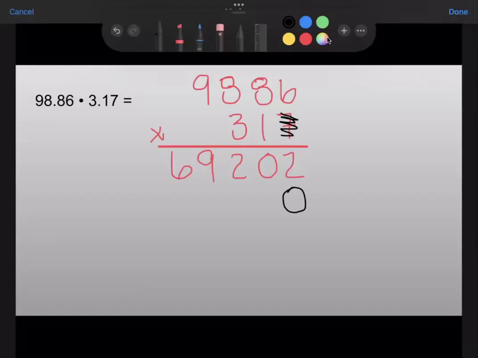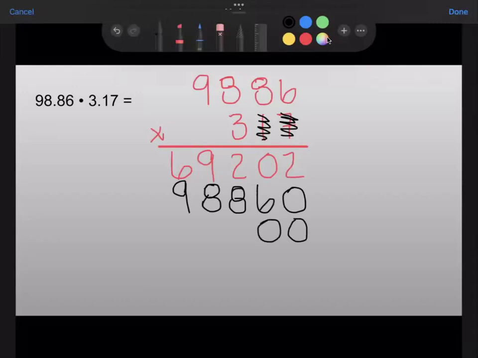Okay, so now I'm going to multiply everything on the top, the 9886, by the 1 in the middle. The good thing about that is any number times 1 is just that number. So I can just write 6, 8, 8, 9 right there. Didn't have to think too hard about that one. Okay, so now I'm going to cross off the 1 because I'm done multiplying by 1.